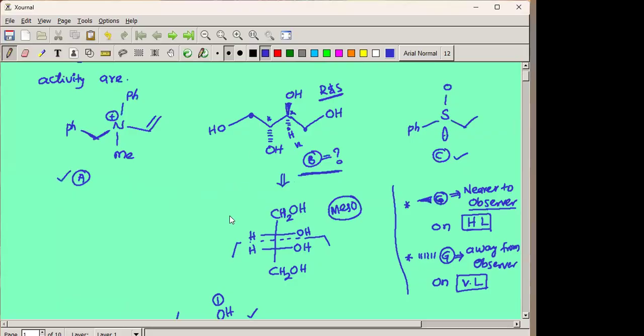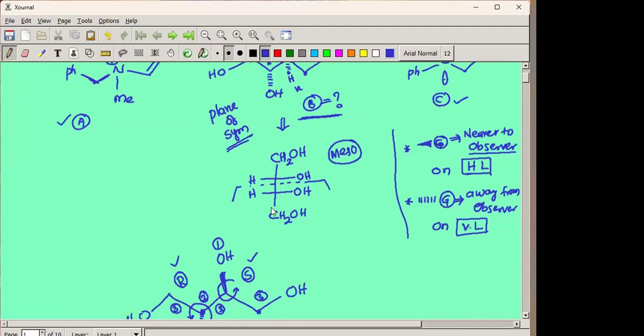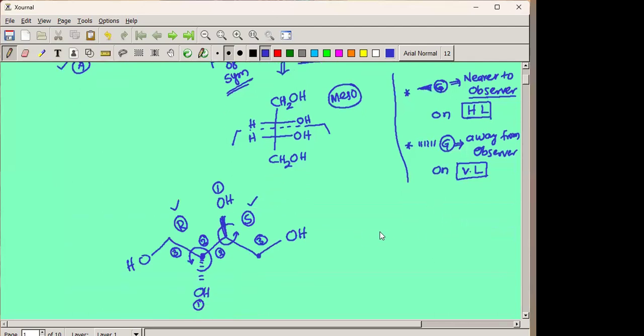So that's why this possesses a plane of symmetry. It contains a plane of symmetry. So how do we decide it has a plane of symmetry? I'm going to explain it in the Fischer projection formula, right? So see here, if I represent this molecule like this, that is the meso form, CH2OH, and here it is CH2OH. So simply assign the RS nomenclature.